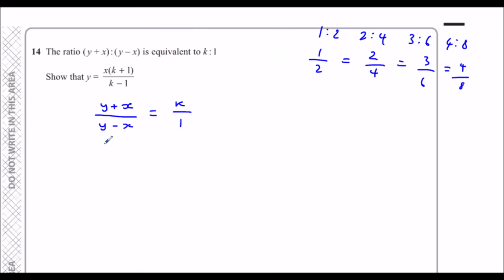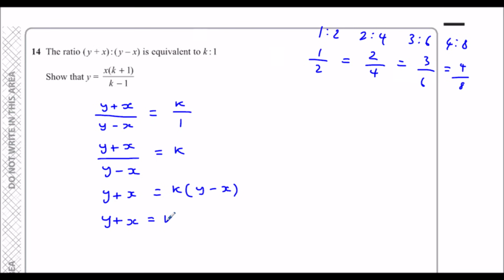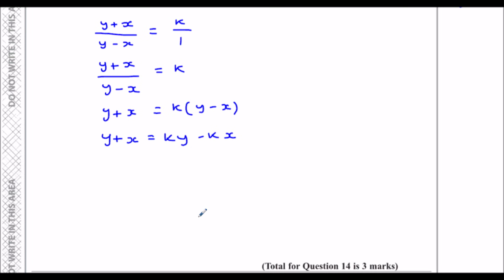So I'm going to rewrite it without k over 1 as just k, because k divided by 1 is k. Then I'm going to multiply both sides by y minus x. I'm going to expand the bracket, so that's ky minus kx. Now I need to get the y's on the same side, so I'm going to plus kx to both sides. So I'll have y plus x plus kx equals ky. Going to subtract y from both sides.